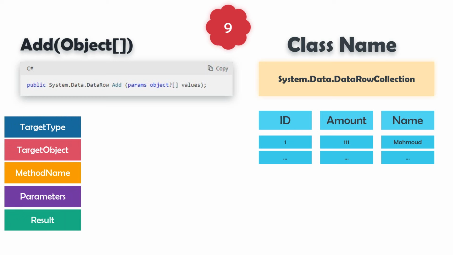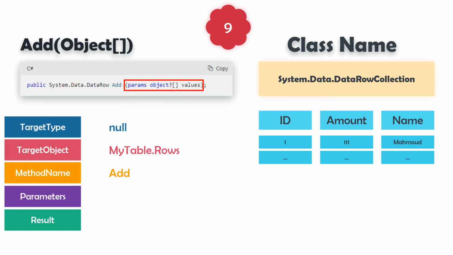So first we check if we have a static or non-static method. As you see, we don't have the word static. So it's non-static method. It means we set the target type null. And the target object is the instance. The instance here is, as mentioned, the rows of the table. For example, my table.rows. And the method name is add.